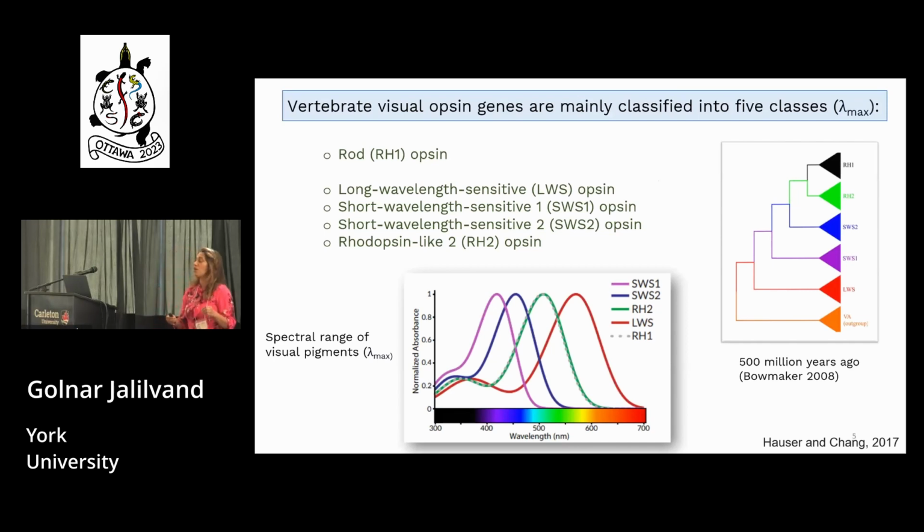There are 5 visual opsin genes expressed in photoreceptor cells. RH1, the rod opsin, is the only one expressed in rod photoreceptors, which you can see in the spectral range of visual pigments as the gray dotted line. It gives us the ability to see shades of gray in low light environments, while LWS, SWS1, SWS2, and RH2 are the opsin genes expressed in cone photoreceptors, and they give us the ability to see different colors.